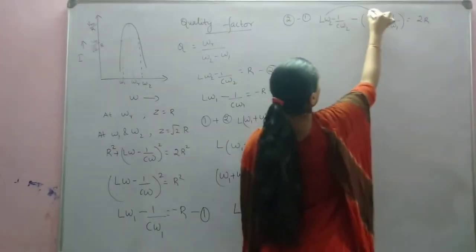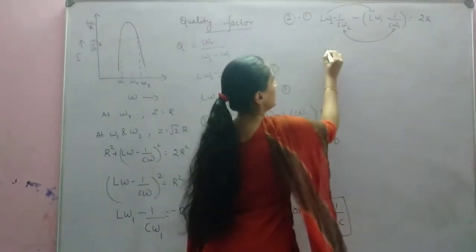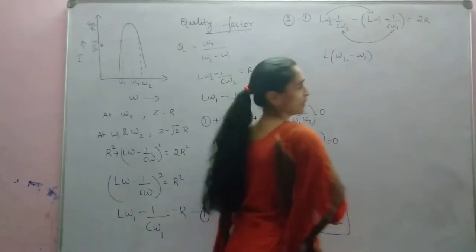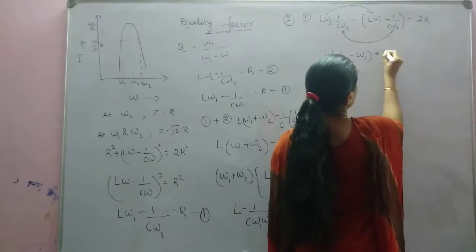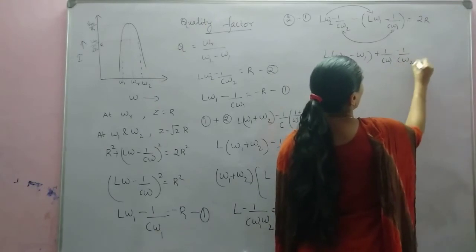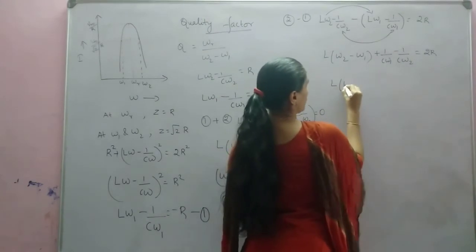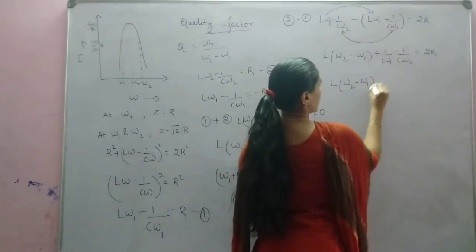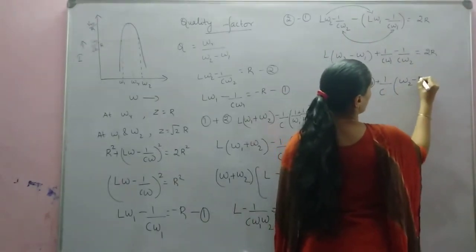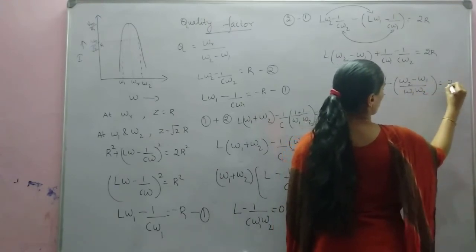So these two terms can be taken together and these two terms can be taken together. So what we can write? L into omega 2 minus omega 1. Minus minus it will become plus: plus 1 by C omega 1 minus 1 by C omega 2 is equal to 2R. Okay. Or we can write L into omega 2 minus omega 1 plus 1 by C into, if you are taking LCM, omega 2 minus omega 1 by omega 1 omega 2 is equal to 2R.